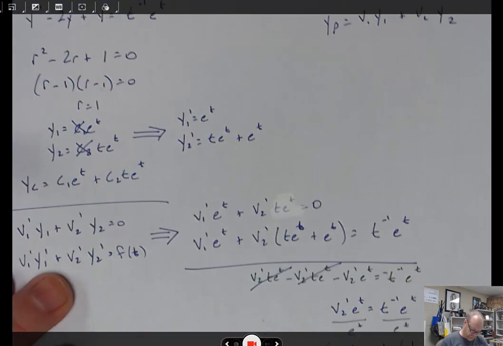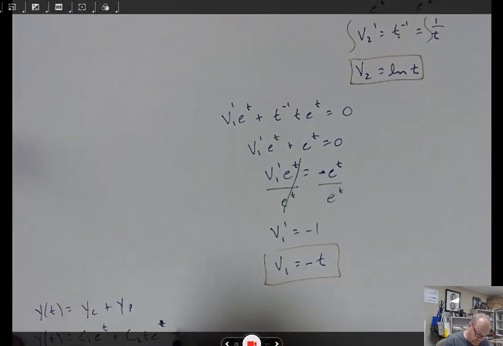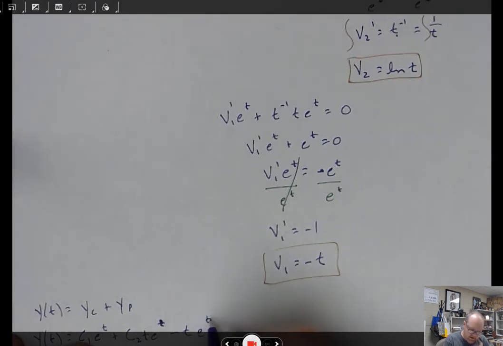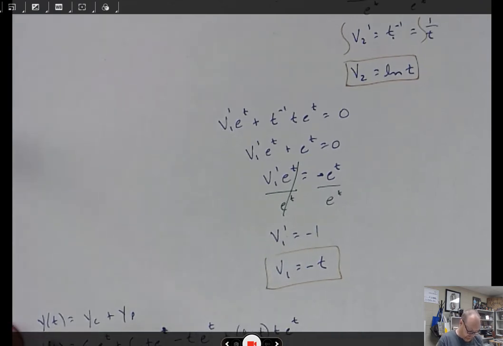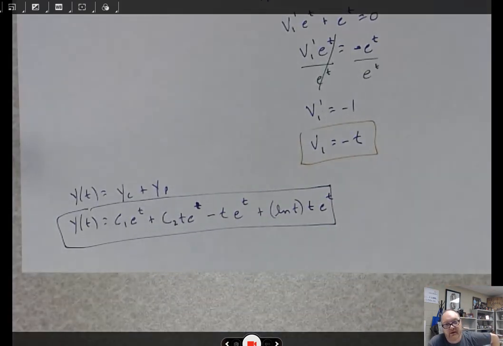So let's plug things into that. So here we go. v1 is -t times y1, which was e^t. v2 is the natural log of t times y2, which is t e^t. And sometimes, to be honest, the book does some funny things, some algebra, and taking out like terms and so forth to be able to get there. But at any rate, that's the solution to our first problem, example 1.